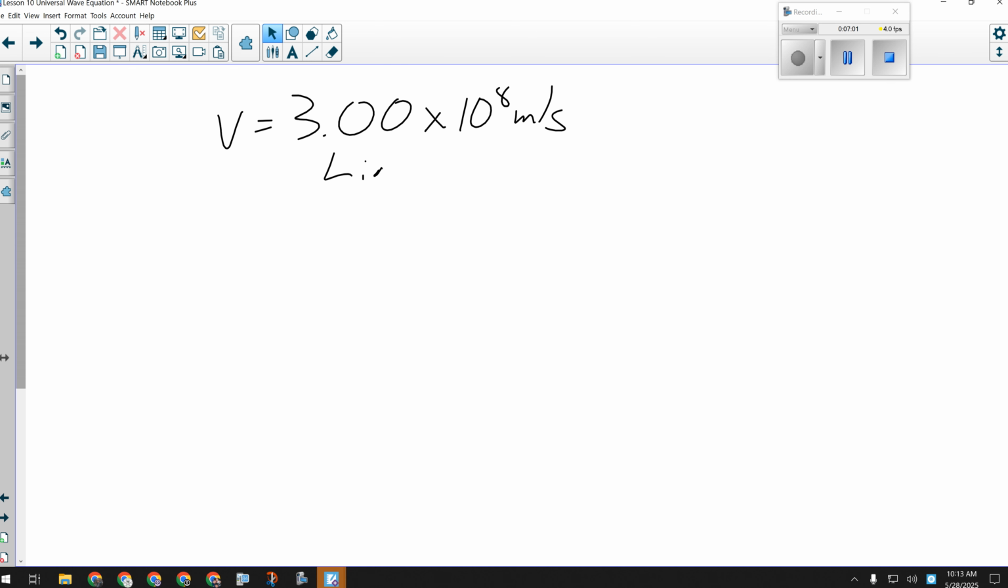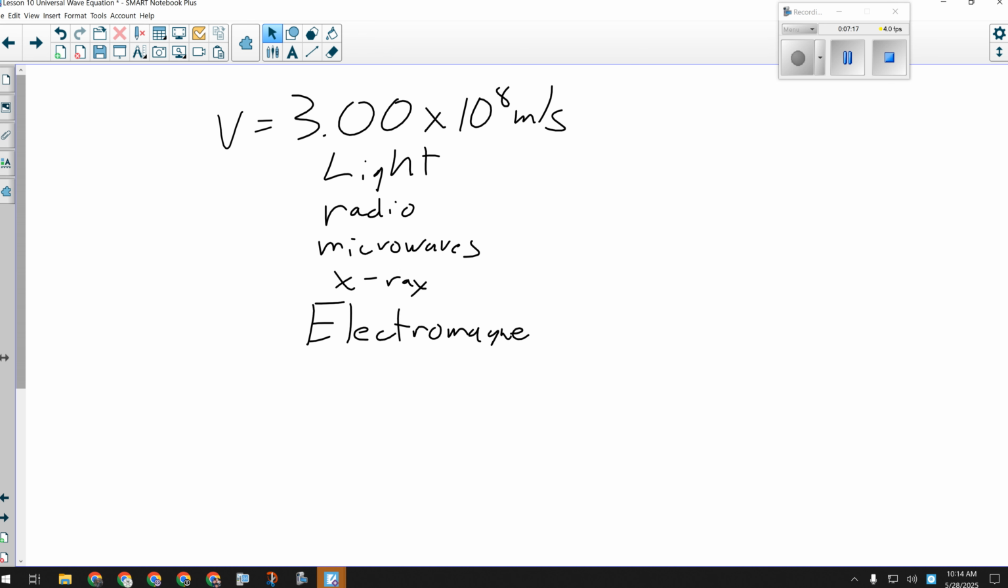That is for light, radio, microwaves, X-rays, or any electromagnetic wave. All electromagnetic radiation is light and thus travels at the speed of light. So if you see those terms and you're not given a speed, it's because you are given the speed. Those are forms of EMR, electromagnetic radiation.